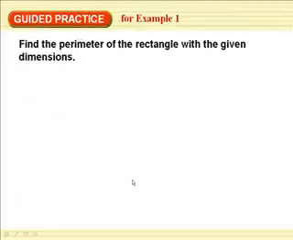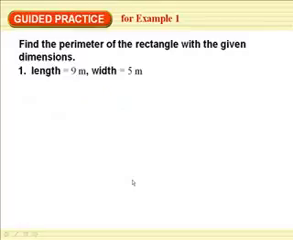So guided practice says find the perimeter of the rectangle with the given dimensions. So we have a rectangle with a length of 9, a width of 5. You can do this a variety of ways. Some people like to see a picture.